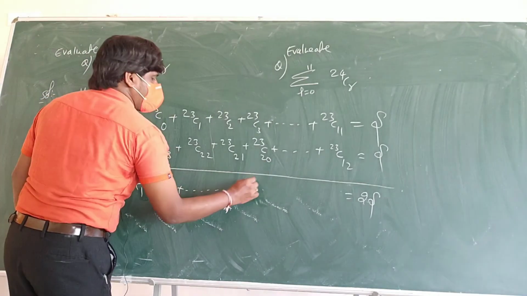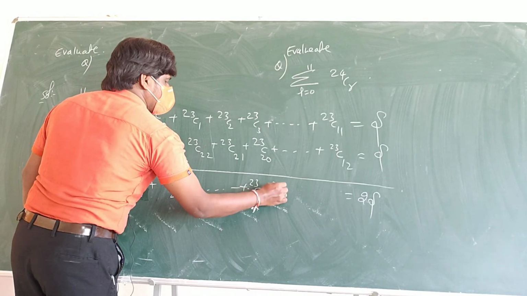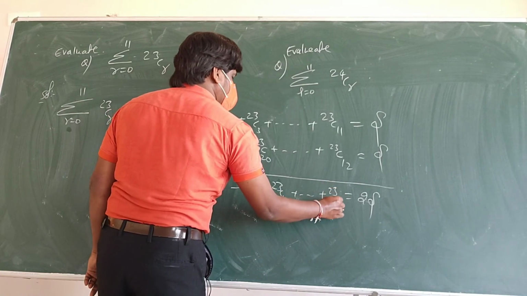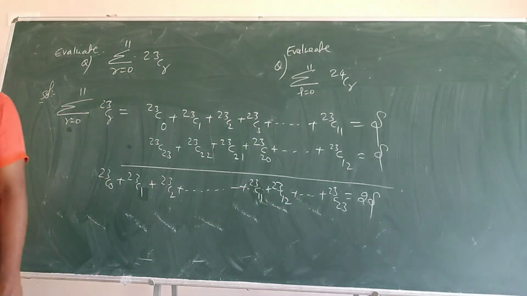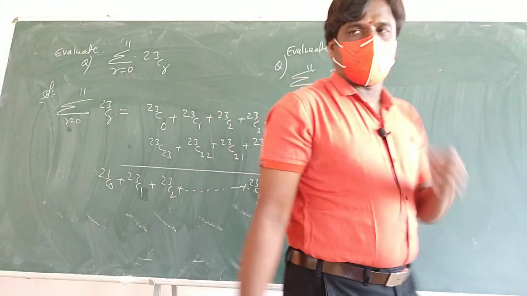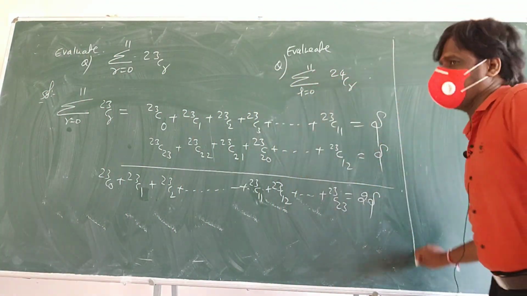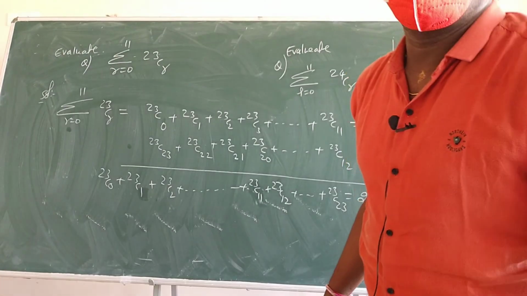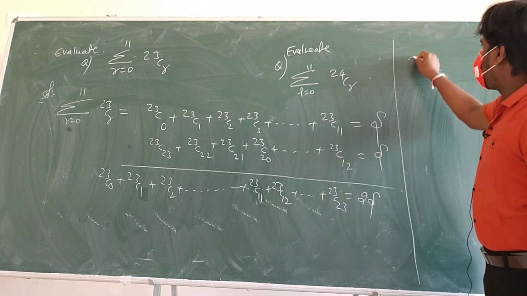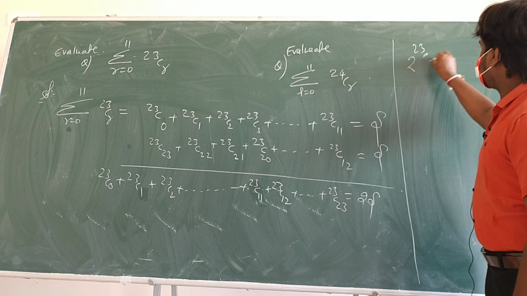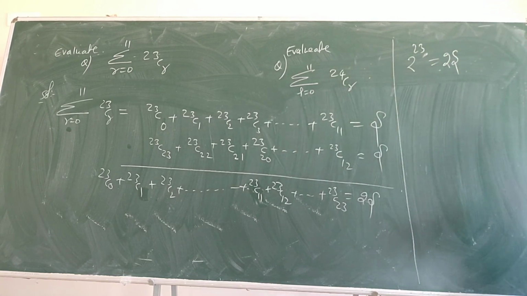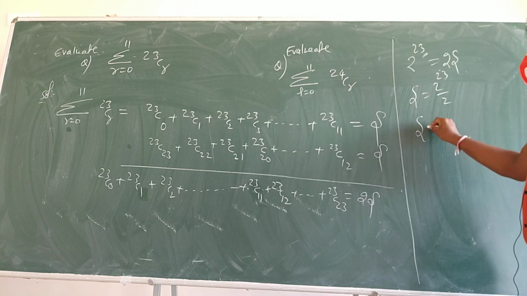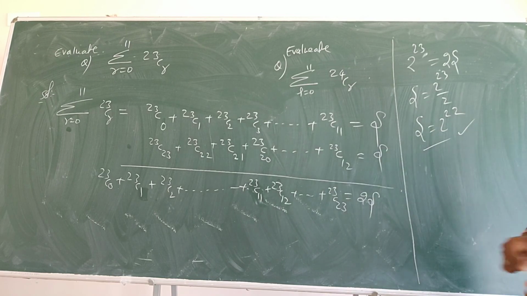I get 23 C11, 23 C12, likewise totally up to 23 C23. Sum of binomial coefficients is 2 to the power of n. So here n is how much? 23. So I will get 2 to the power of 23 is equal to 2S. So S is equal to 2 to the power of 23 divided by 2. S is equal to 2 to the power of 22 is the answer. Understood?